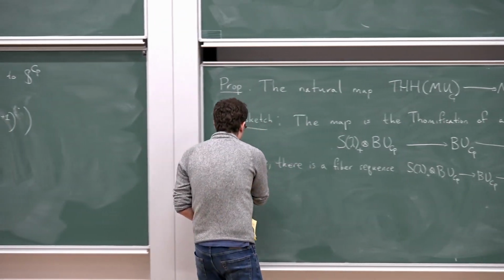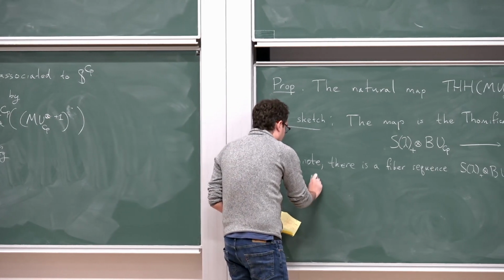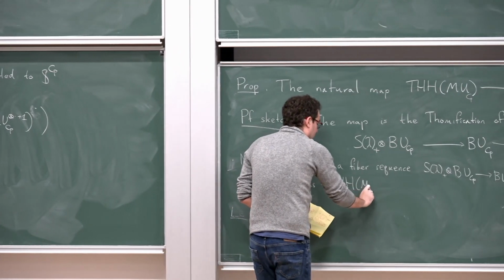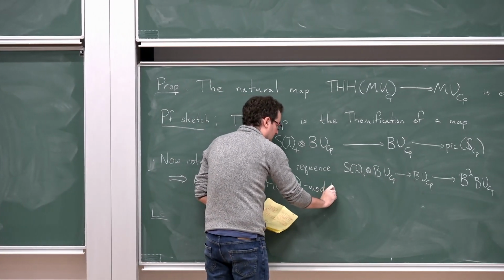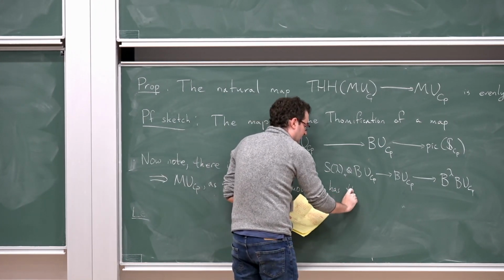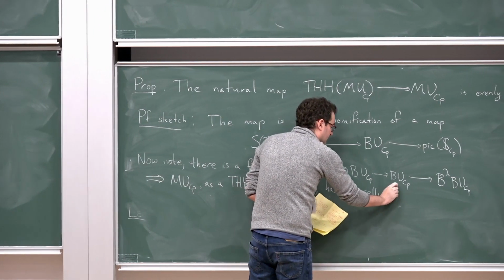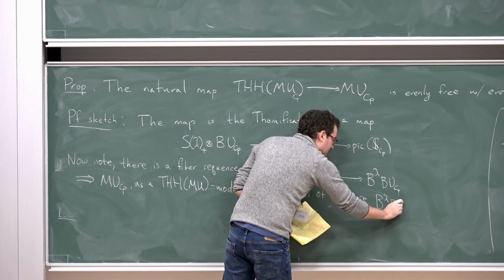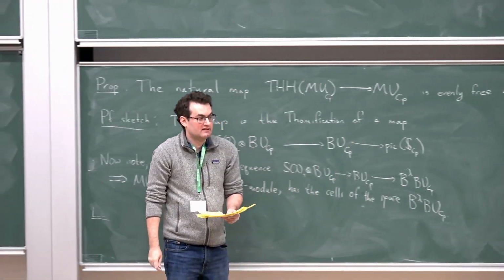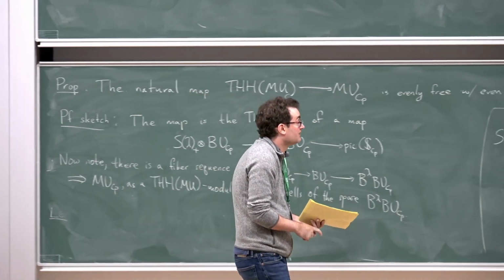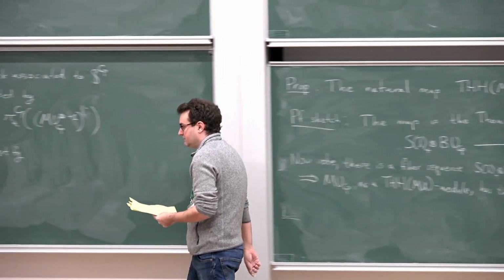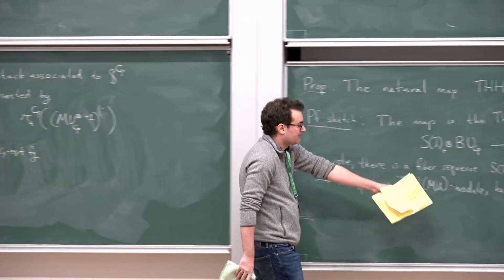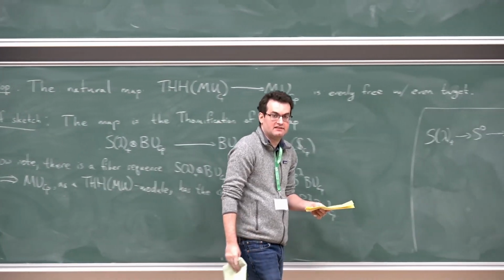And so what that implies is that MU_p has a THH of MU module that has cells of the space B lambda BUCP. Manipulation of Hahn spectra. And so if you want to know that this is evenly free, you have to check that the lambda delooping of BUCP has representation cells.